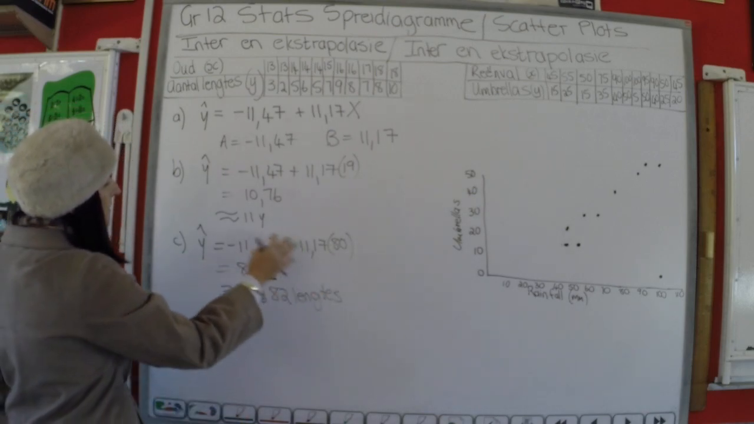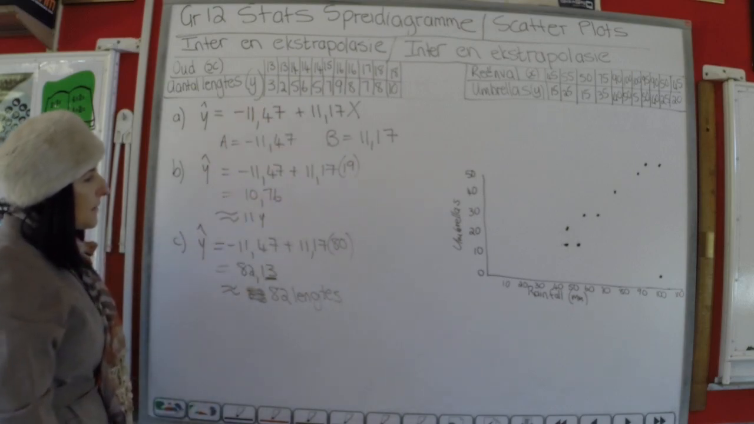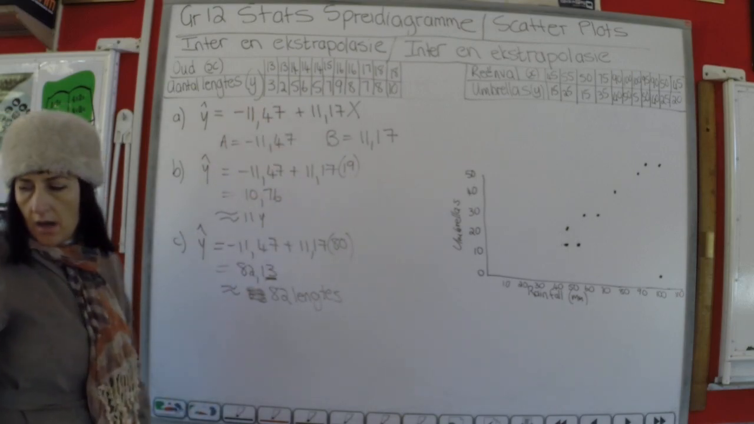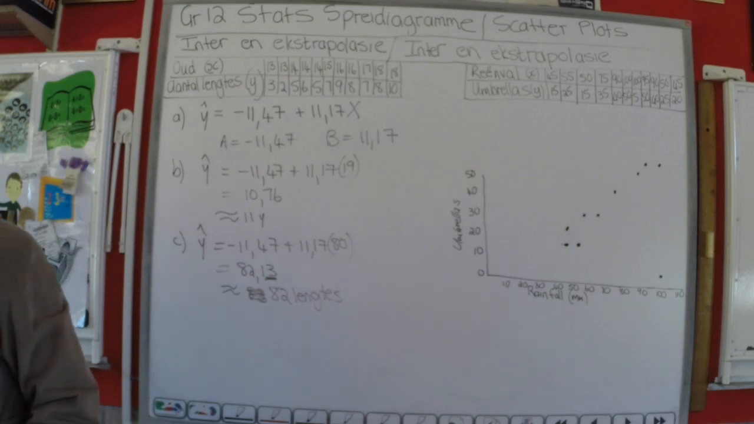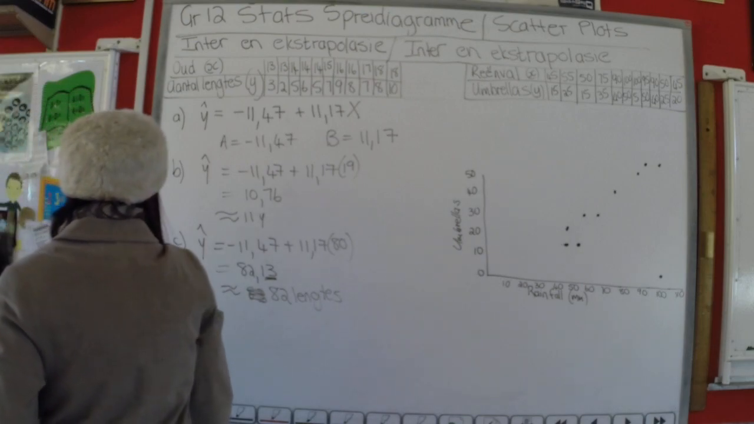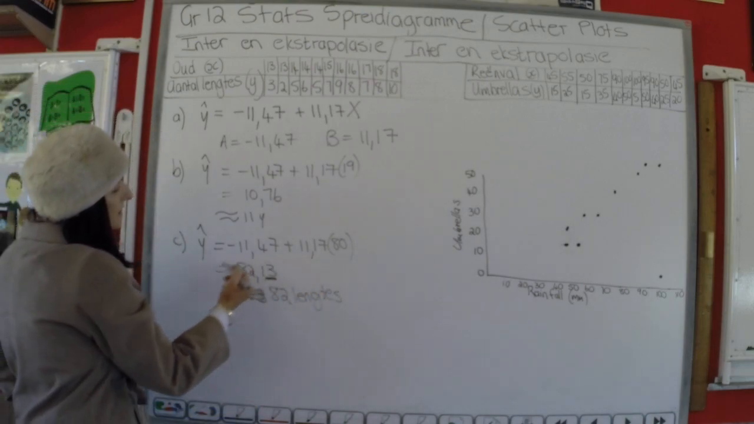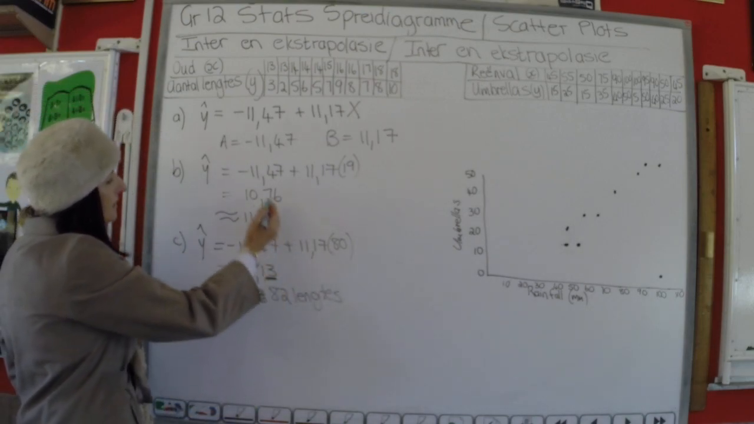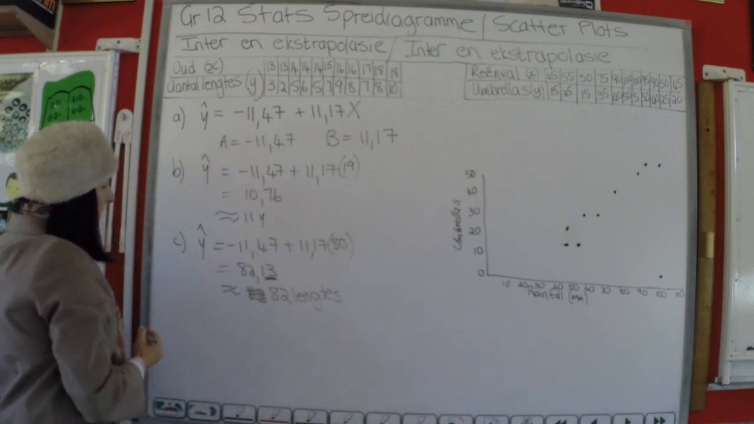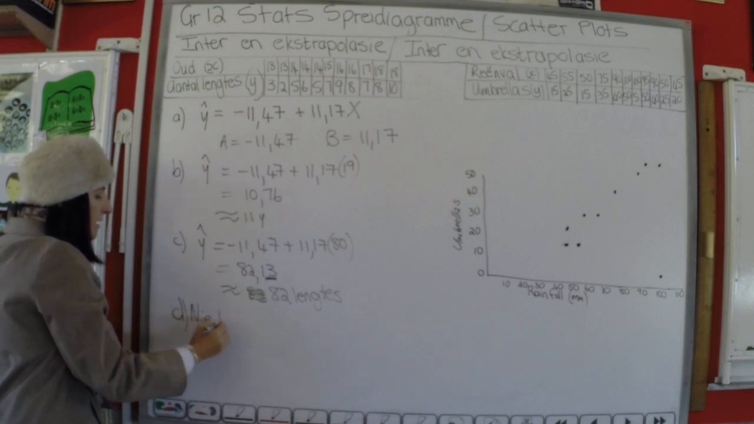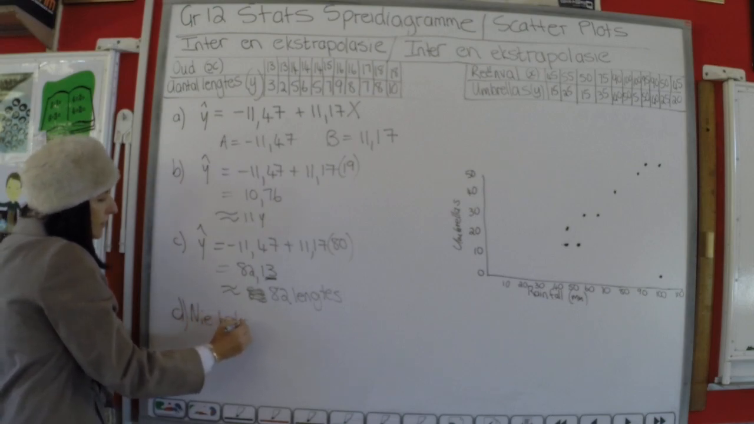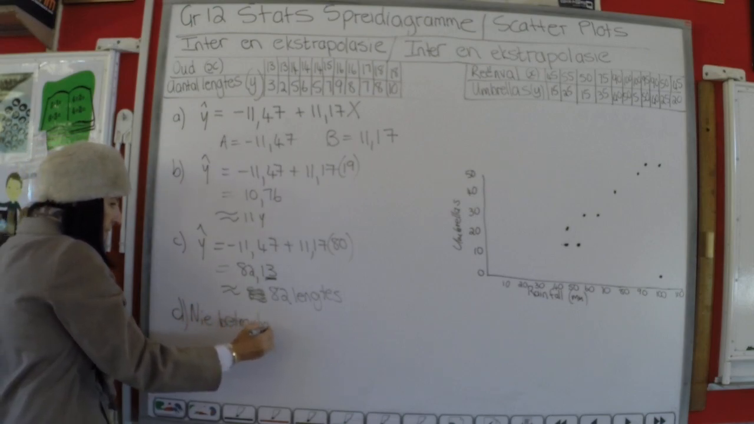Is hierdie inligting betroubaar? So, as ons wil weet of dit betroubaar is, kan ons altyd gaan kyk na die korrelasiekoëffisiënt, ons kan hom ook gaan uitwerk, maar ons kan duidelik sien uit dit wat ons hier gekry het dat dit nie betroubaar is nie. So, nee, nie betroubaar nie. Ek dink nie 'n 80-jarige sal 82 lengtes kan swem nie.